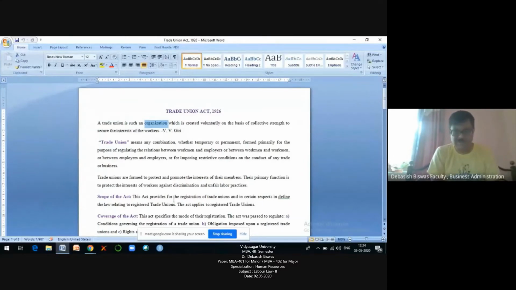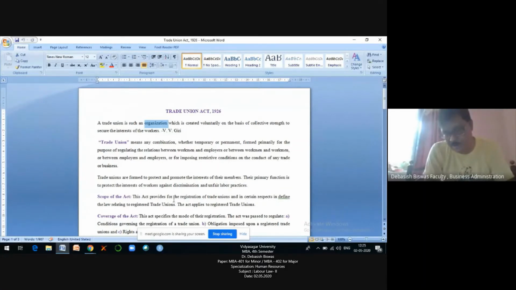That's why registration is a very, very important thing in the Trade Union Act 1926. So if the question is where the Trade Union Act is applicable, your specific answer is: the Trade Union Act is applicable only on registered trade unions. Again, I am saying the Trade Union Act 1926 is only applicable on registered trade unions. Clear? This is the applicability. You cannot apply this act anywhere, but you can only apply it on the registered trade union.